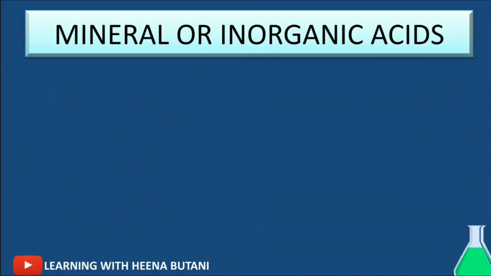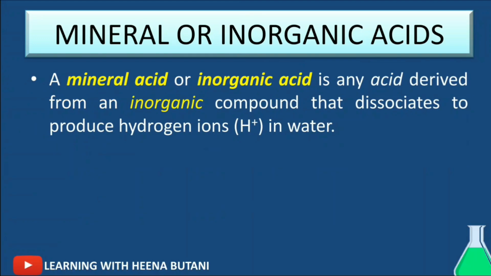Next one is mineral or inorganic acids. What are the mineral or inorganic acids? A mineral acid or inorganic acid is any acid derived from an inorganic compound that dissociates to produce hydrogen ions in water. Remember students, ionization of acid occurs in a liquid medium, that is in water, or we can say in aqueous solution only.